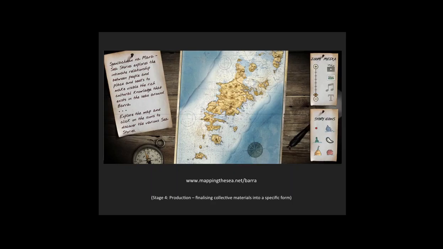So I'm going to give you an example of a story that's called Rusty Lobsters, where you have a fisherman in Barra explaining why the lobsters that he and his friends catch around this particular wreck are called Rusty Lobsters.